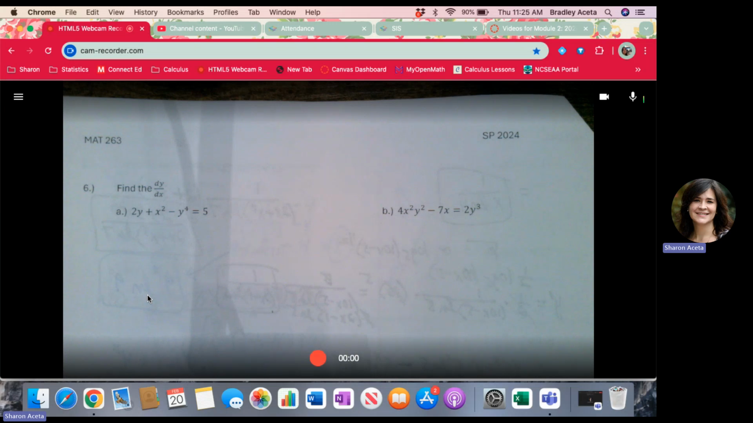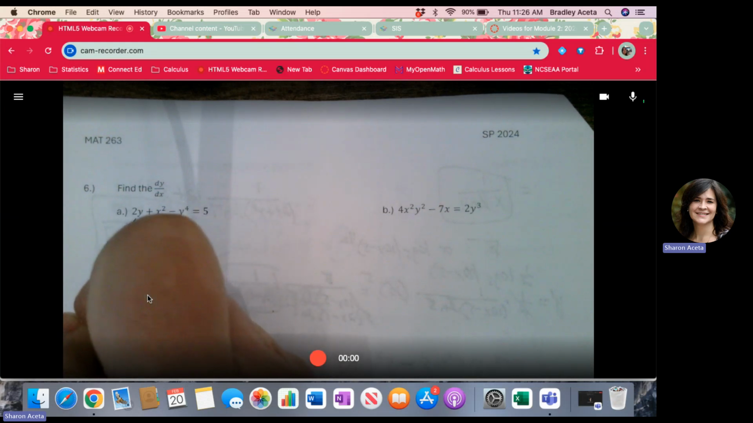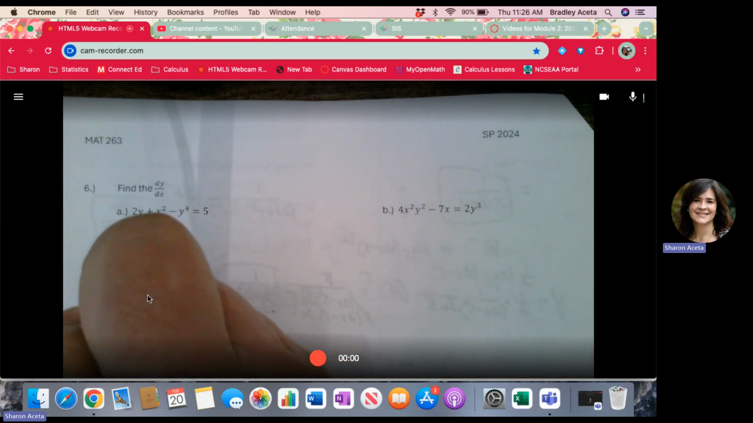Okay, part 2, we're going to find the dy/dx. So that means we're going to do some implicit differentiation. Remember, every time you take a derivative of y, we're going to attach a dy/dx. So the derivative of 2y would be 2, but since I took a derivative of a y term, I would attach dy/dx.